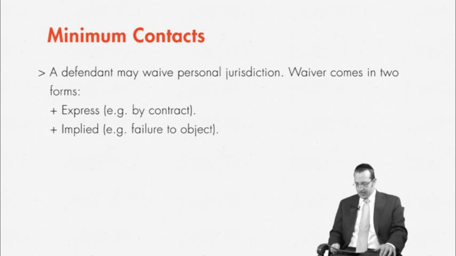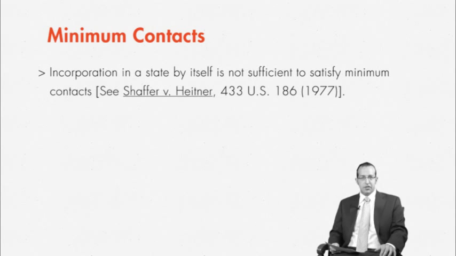In the absence of state law requiring otherwise, incorporation in a state is not sufficient to create minimum contacts if the defendant has no other business in that state. That's the Schaefer-Greyhound case. And it's actually very common, by the way. A lot of corporations incorporate in Delaware, despite that they have no business in Delaware.